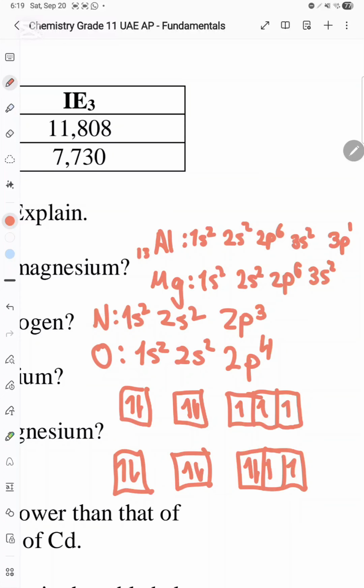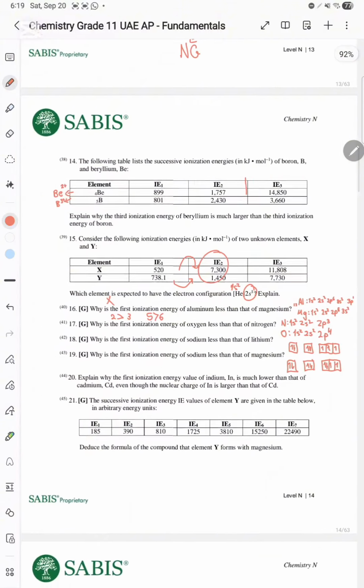And yeah, so the answer in the mark scheme is: the first ionization energy of oxygen is less than that of nitrogen, because oxygen's 2p orbital contains 4 electrons where nitrogen has 3. So it has more electron-electron repulsions, making it easier to remove an electron from it. So basically what I said.